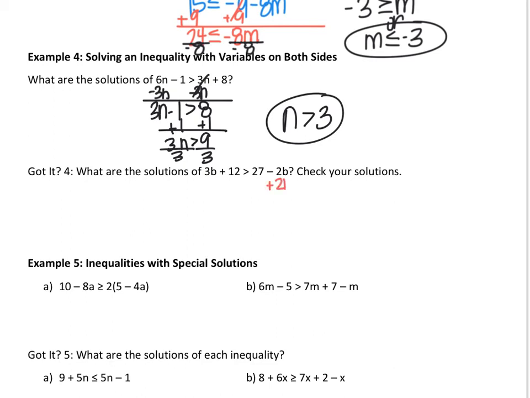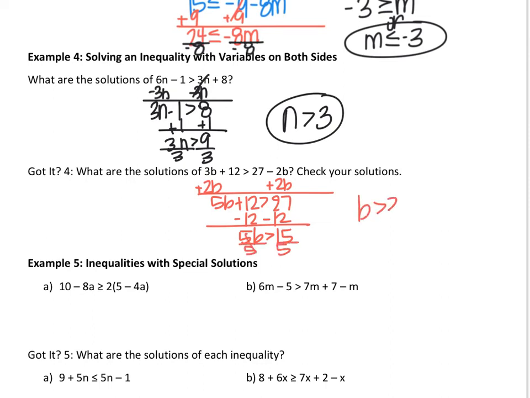Okay, add 2b to both sides, and you get 5b plus 12 is greater than 27. Subtract 12 from both sides, and you get 5b is greater than 15. Divide both sides by positive 5, and you get b is greater than 3.